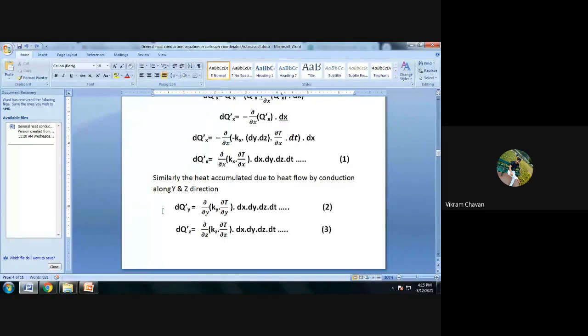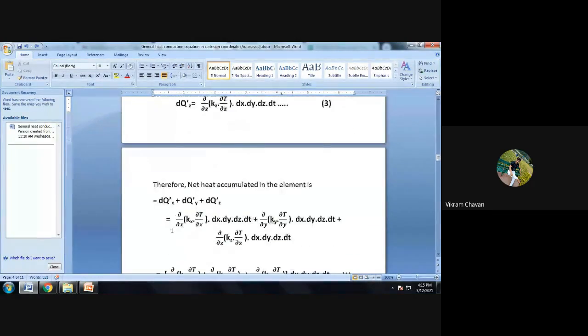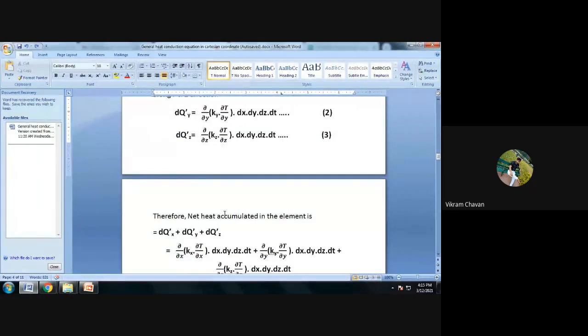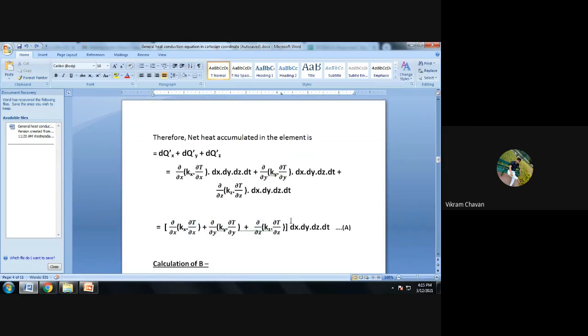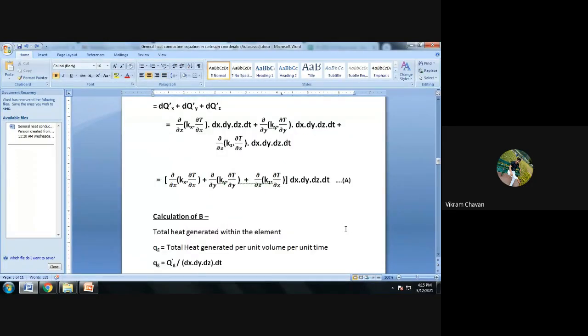So we will get equation number 2 for the y direction and equation number 3 for the z direction. Further we have added these three equations to find the net heat accumulated in the element. So we will get this equation after adding the three equations. Further we have to take the common dx dy dz dt from all three parts of the equation, and we will get this particular equation, which is called the net heat accumulated in the element from all the directions. So we have given this equation number A. Okay, equation number A. Then part B, calculation of B.